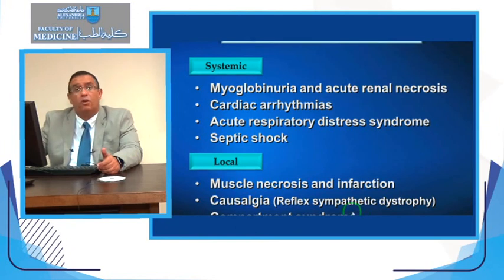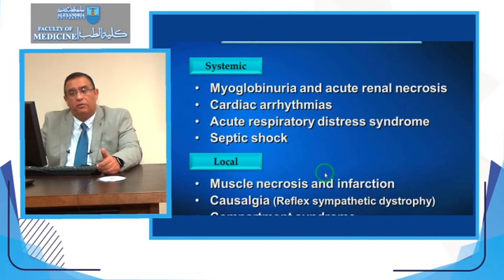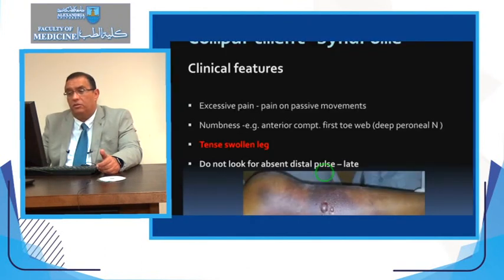Compartment syndrome may be the cause of the acute ischemia itself, by trauma or hematoma compressing the vessels. Sometimes it is a complication of delayed acute ischemia, and sometimes it is a complication of revascularization. So what is compartment syndrome? It is increased pressure inside the compartment of the leg, leading to compression of the veins and the vessels. The patient presents with excessive pain or pain with passive movement, and numbness, mainly of the first web space, due to compression of the deep peroneal nerve, and later on a tense, swollen leg.